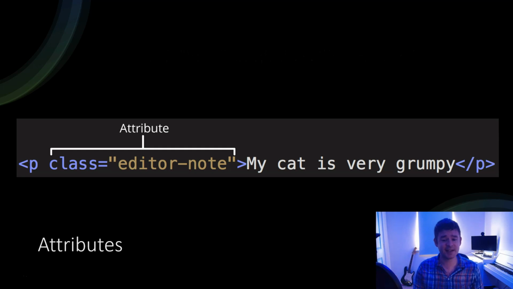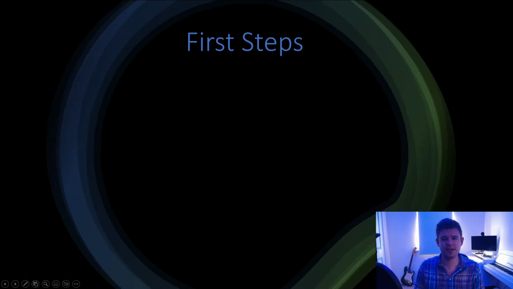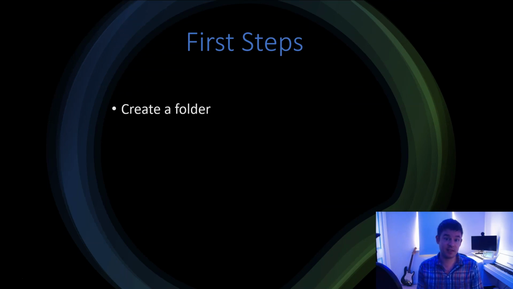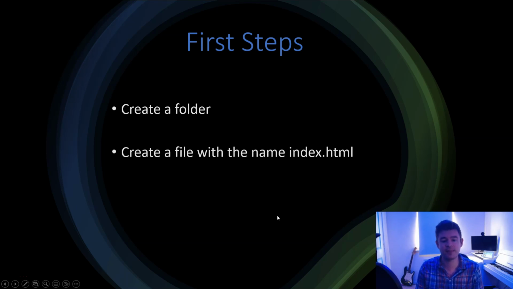Okay, so let's get started with a practical example, and we're going to write our first lines of HTML. So this is the checklist. We're going to create a folder, and we are assuming some basic computer literacy here, so hopefully you know how to create a folder. It can be anywhere really. It can be on your desktop, or it can be in a place where you want to keep all of your HTML code. And inside that folder, we're going to create a file with the name index.html.